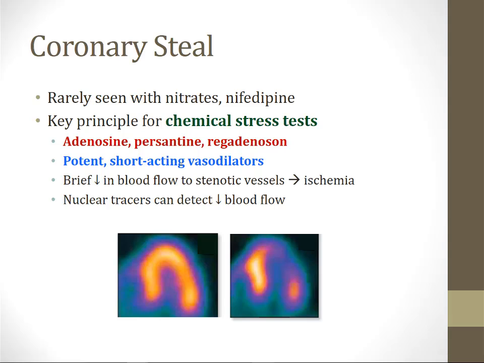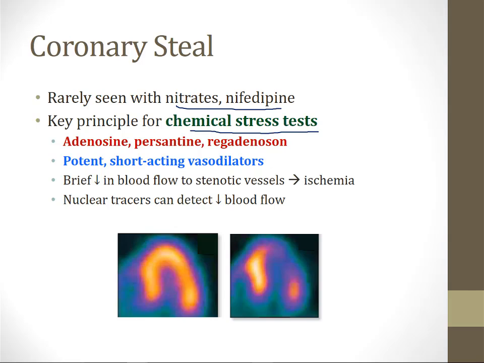In theory, the phenomenon of coronary steal could occur with vasodilators like nitrates or nifedipine that we routinely use in heart patients, but it turns out that this is rarely seen. At the usual dosages that we use these medications, they generally do not cause coronary steal. The one time coronary steal has clinical relevance is when it comes to chemical stress testing.